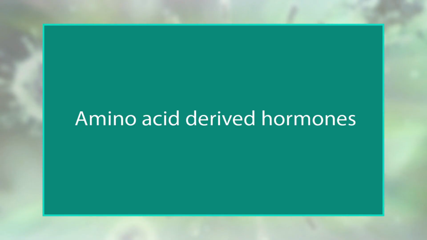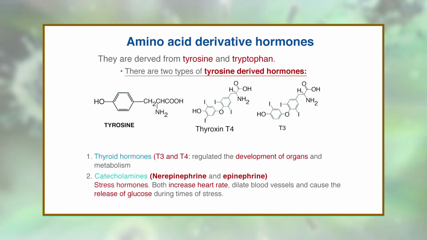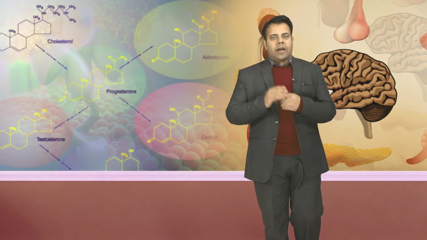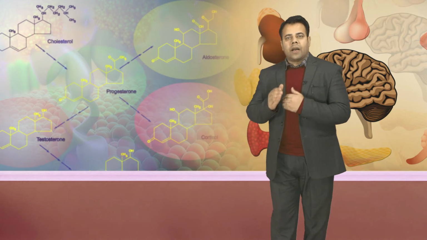Now let us discuss the third category, that is amino acid derived hormones. These are water soluble and are derived from amino acids. Specifically, the amines are derived from the amino acid tyrosine and secreted from the thyroid. These are termed iodothyronines, and hormones from the adrenal medulla.